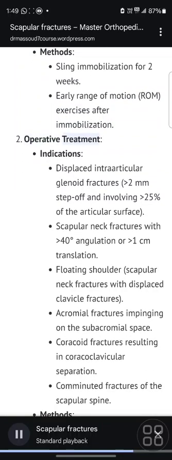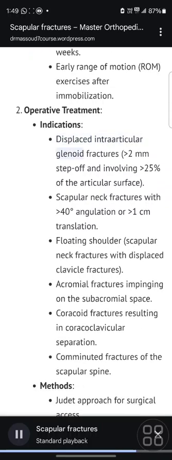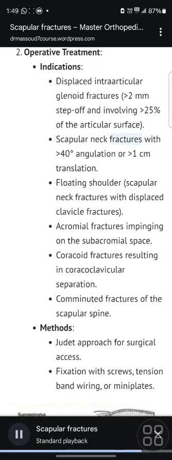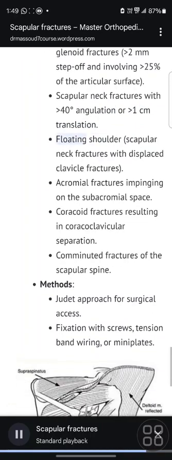2. Operative treatment. Indications: displaced intra-articular glenoid fractures, greater than 2 mm step-off and involving greater than 25% of the articular surface. Scapular neck fractures with greater than 40 degrees angulation or greater than 1 cm translation. Floating shoulder, scapular neck fractures with displaced clavicle fractures.